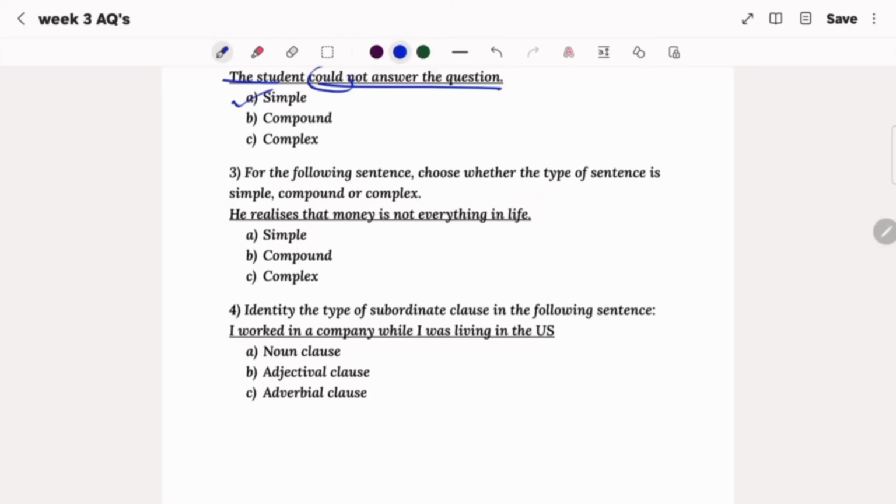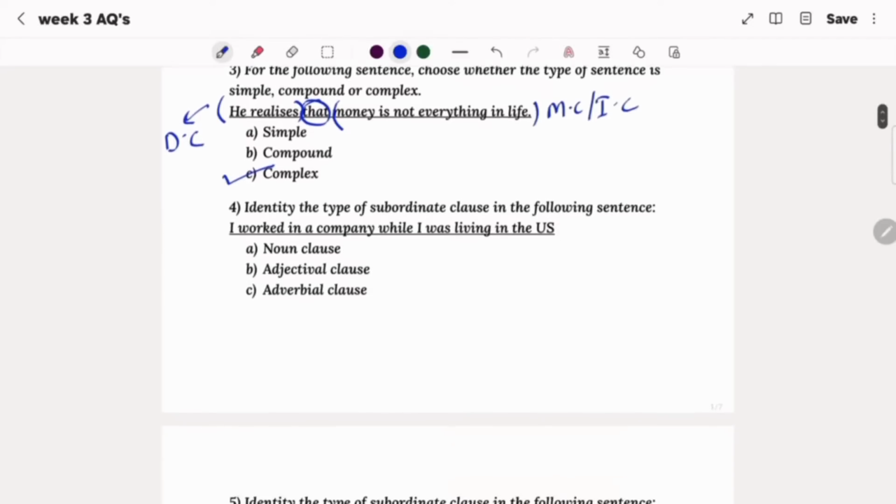He realizes that money is not everything in life. So if you see here, money is not everything in life is the main clause, or you can say independent clause. This is a relative pronoun which is connecting both the dependent clause and the independent clause. So one independent clause and any number of dependent clauses with a relative pronoun or any conjunctive, it is a definition of complex sentence. So the sentence is complex.